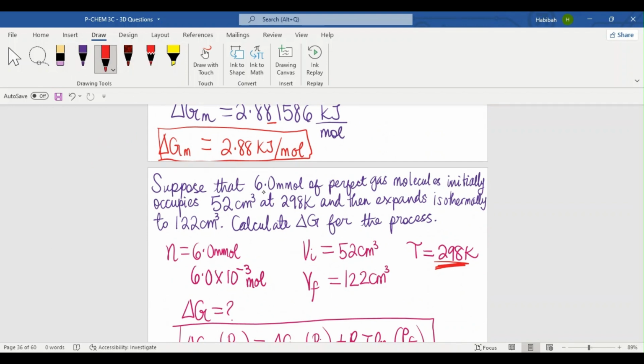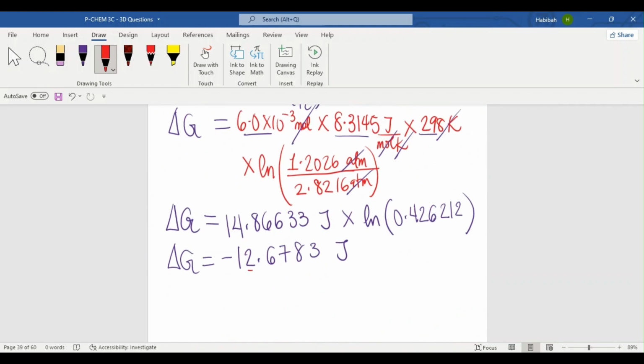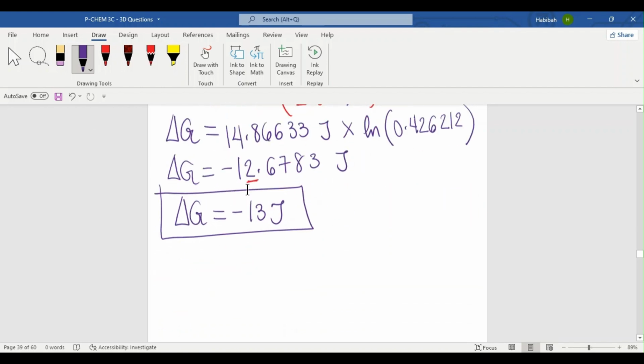So we have two sig figs here, two sig figs here, three sig figs here, three sig figs here. So the lowest number of significant figures is simply two sig figs. So we're going to put our answer in two sig figs. So the change in Gibbs energy is just going to be negative 13 joules. So this is basically the answer that we're solving for. That's why we did this whole calculation.